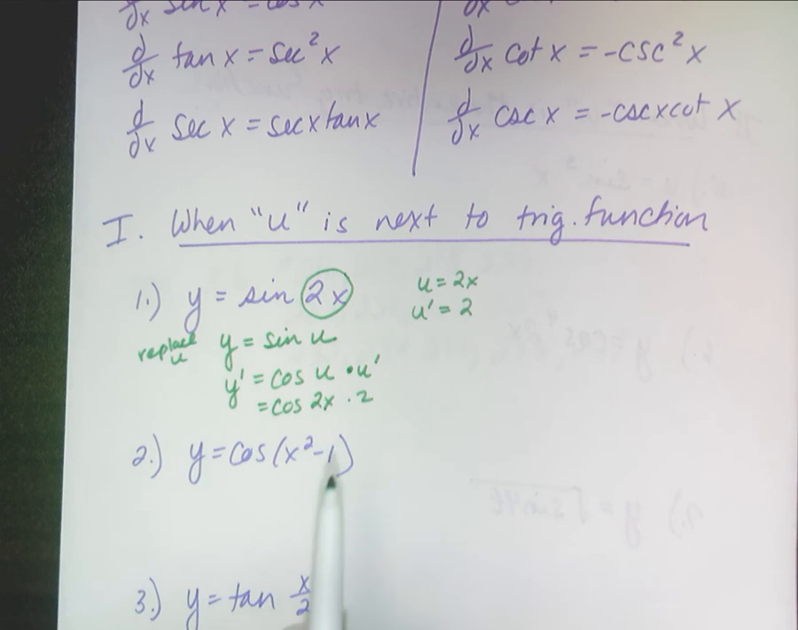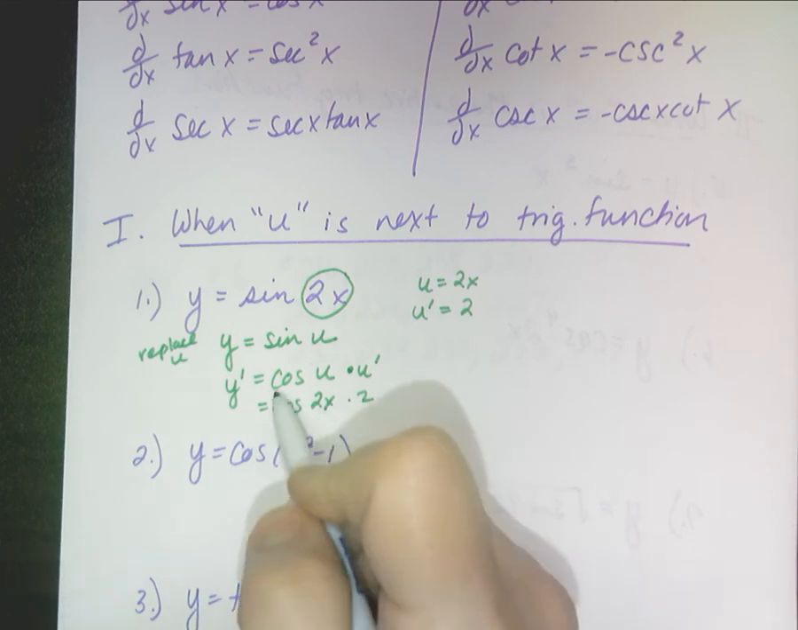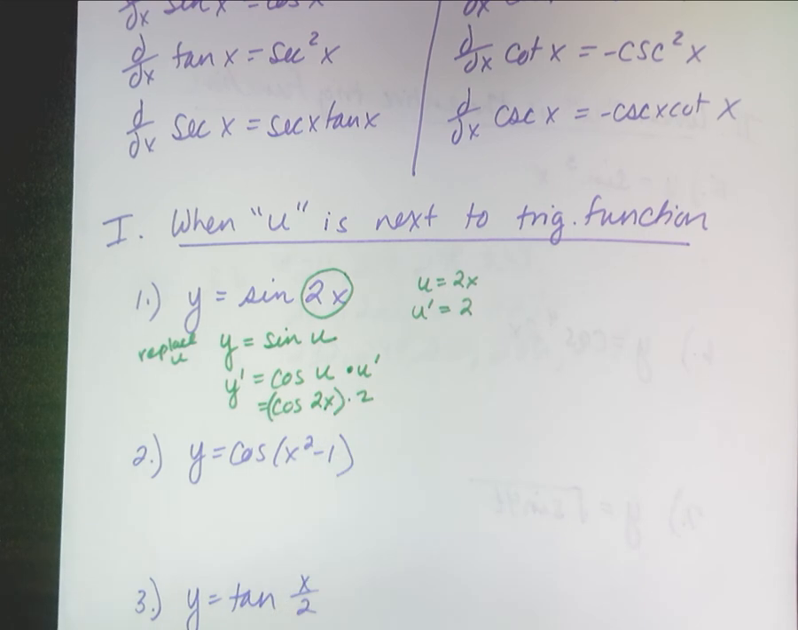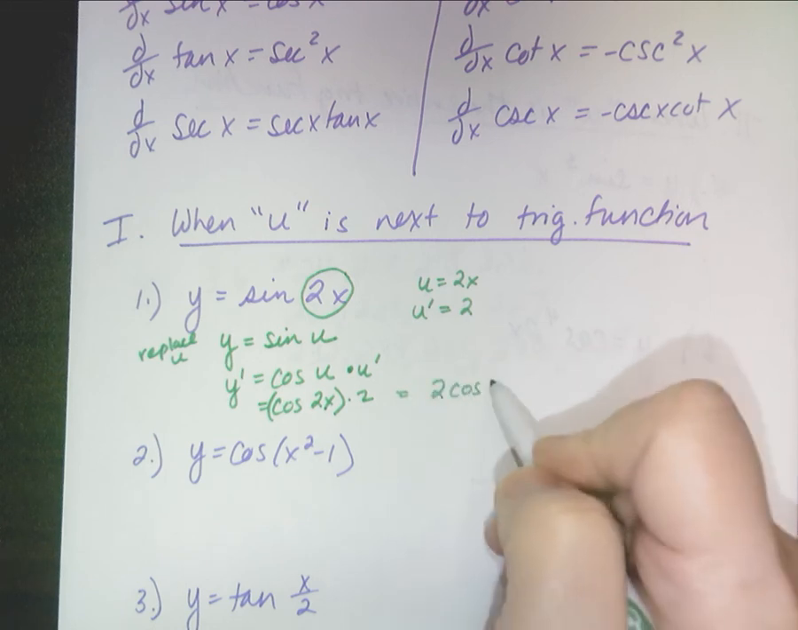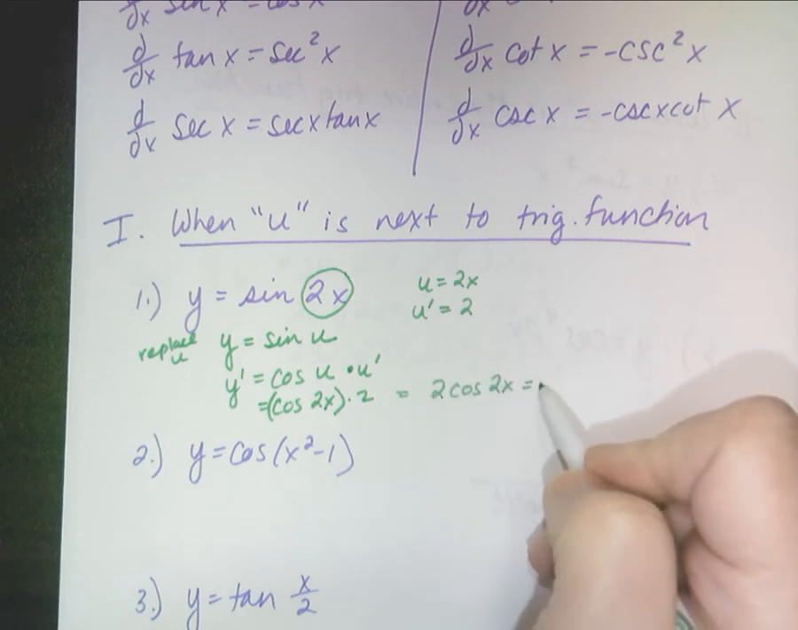Now I need you to be very careful here. That 2 cannot be multiplied into that 2x. This is the cosine of 2x. So what we normally do is we put that 2 in the front. So this would be 2 cosine 2x. That is the derivative.